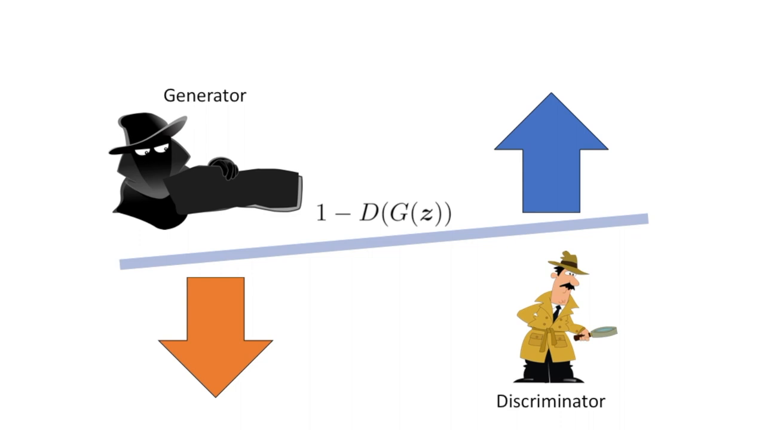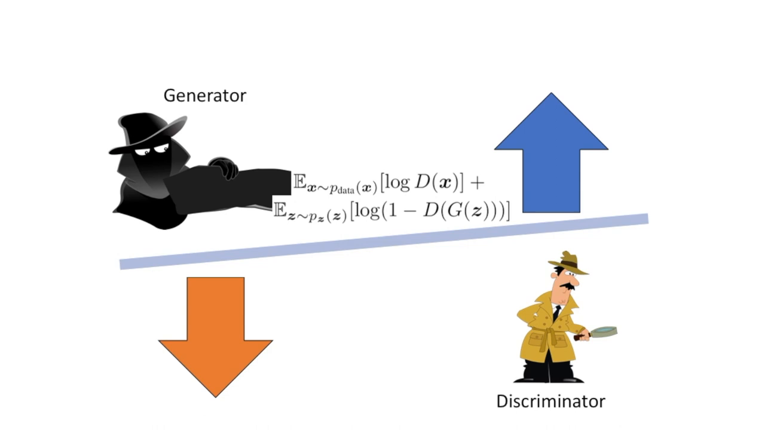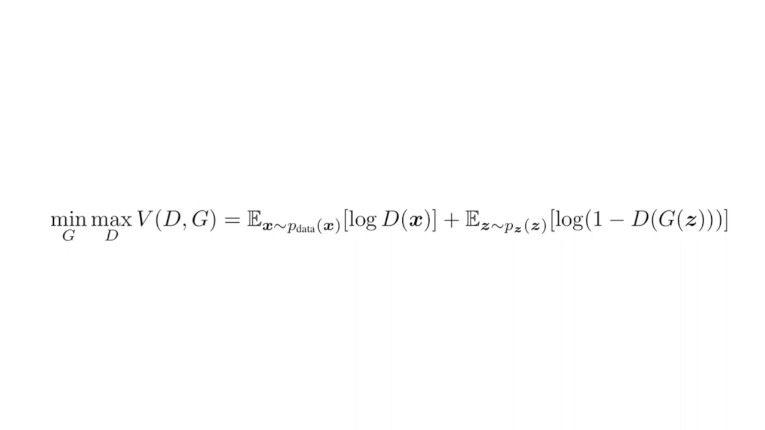So if we add these two quantities together, the discriminator wants to maximize the entire thing, and the generator wants to minimize the entire thing. Hence, we end up with this optimization objective. This merely says to find a G that minimizes the cost function and find a D that maximizes it.